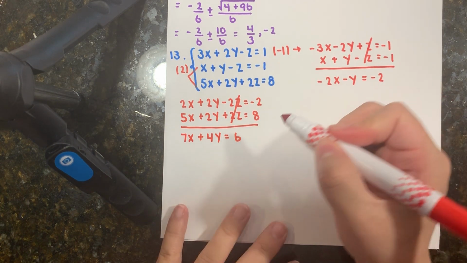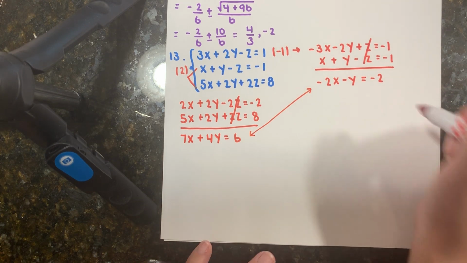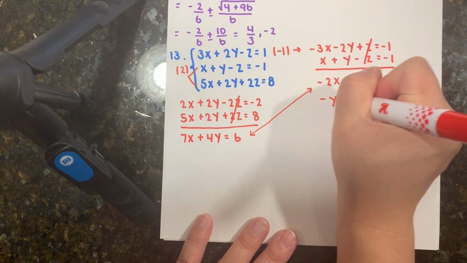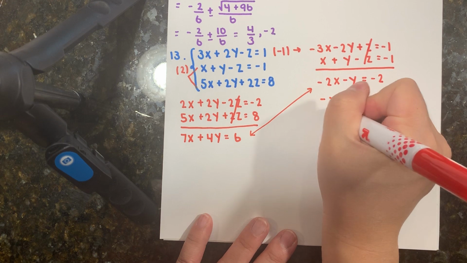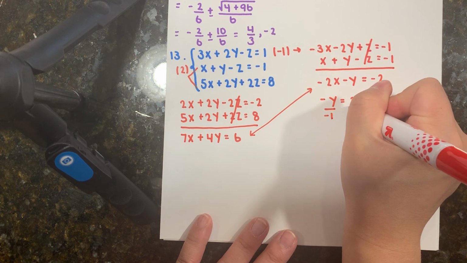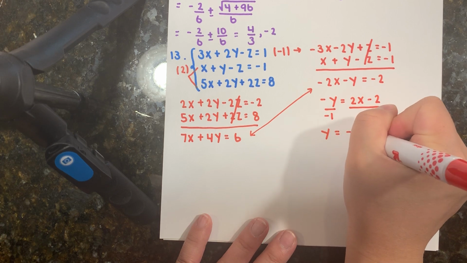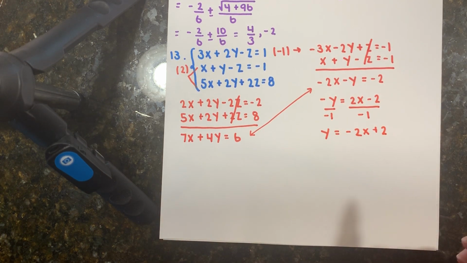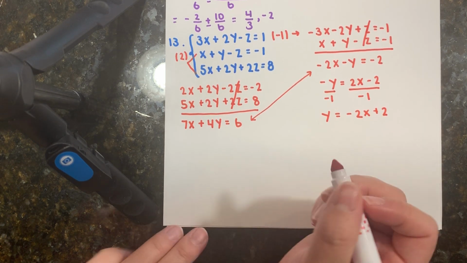Now, I can either do substitution or elimination with these two equations right here. I'm going to solve this equation for y, though. So I have negative y equals 2x minus 2. And if I divide the whole thing by negative 1, I'm going to get y is equal to negative 2x plus 2. And I'm doing substitution. So now that I have that, I'm going to plug it into this equation here.